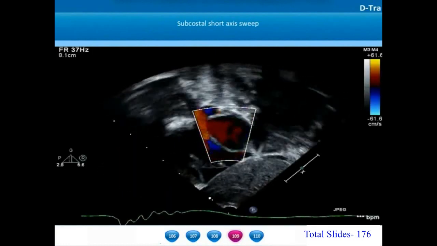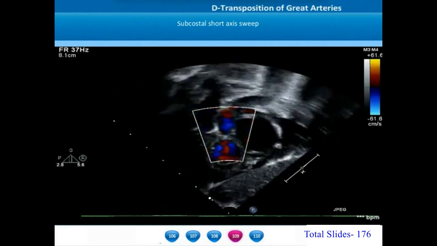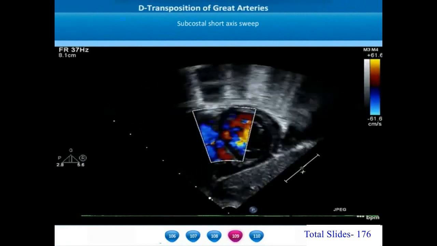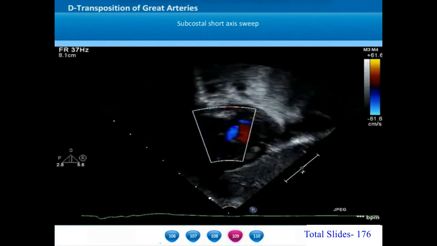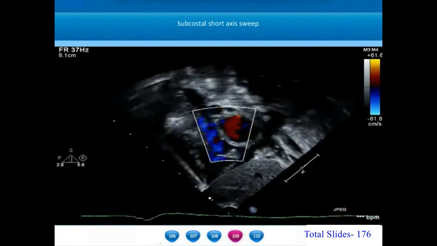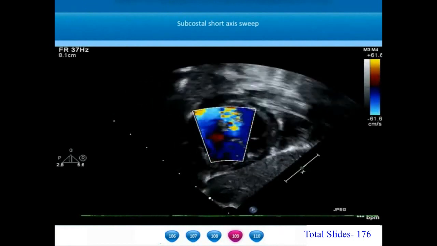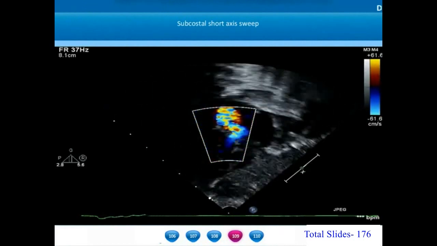In this subxiphoid short axis sweep, we can notice that the interatrial septum is intact. There is a large subpulmonary VSD, significant subvalvular narrowing in the left ventricular outflow tract, and this is causing a severe subvalvular pulmonary stenosis.